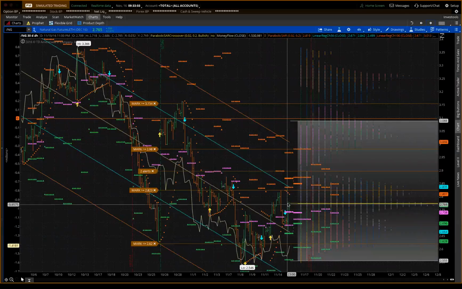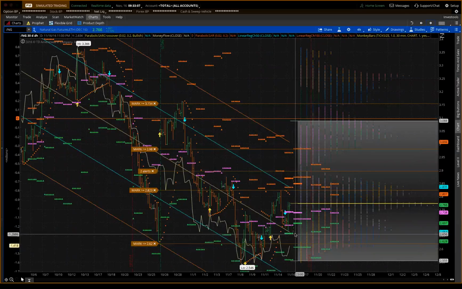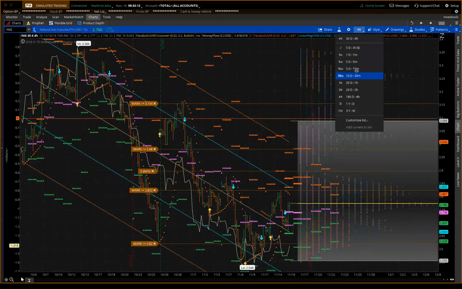And we have EIA tomorrow, Natty Gas. Like I said, any weakness, I'd be interested in buying Natty Gas here. Let's take a look here.